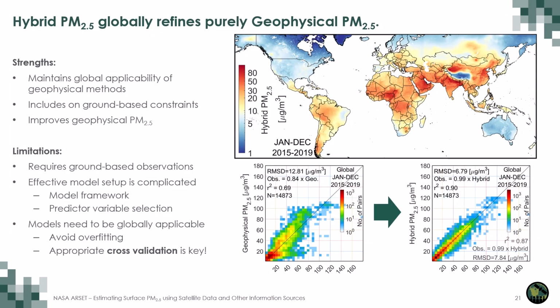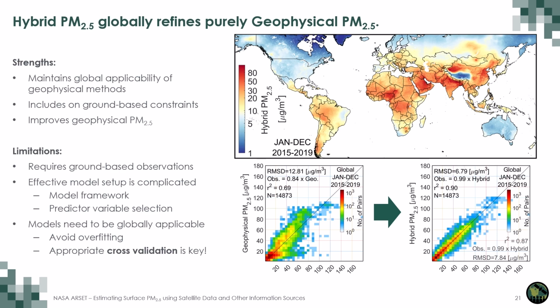In either event, putting the impact of all these predictor variables together, we can demonstrate how hybrid PM2.5 offers some significant gains compared to geophysical PM2.5 alone. Here I've shown an overall global map of PM2.5 provided by the hybrid methodology, as well as the improved agreement it offers, with an R-squared increasing to 0.9 from approximately 0.7, and the root mean square difference decreasing by about a factor of 2. One of the big strengths of this approach is that it builds on the fundamental strength of the geophysical method, while simultaneously taking advantage of the constraint provided by ground-based observations.